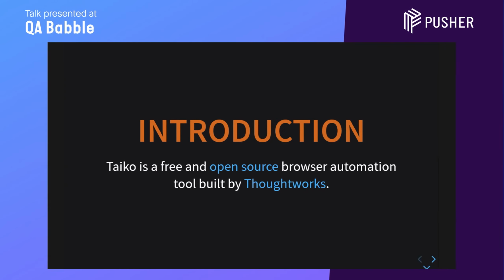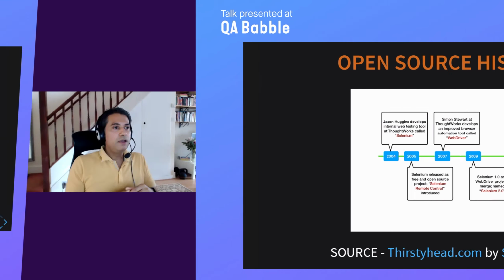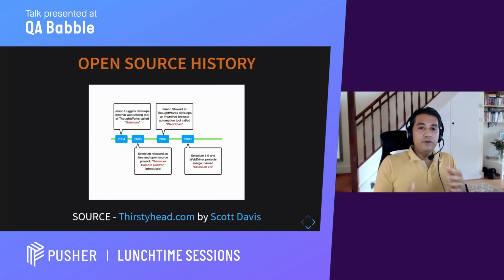So Taiko, introduction. It's a free and open source browser automation tool built by Thoughtworks. And Thoughtworks itself has a very great open source history because they were actually the people who created Selenium that we are all familiar with. They were also the people who came out with WebDriver, and WebDriver combined with Selenium became Selenium WebDriver, and WebDriver is currently a W3C standard.